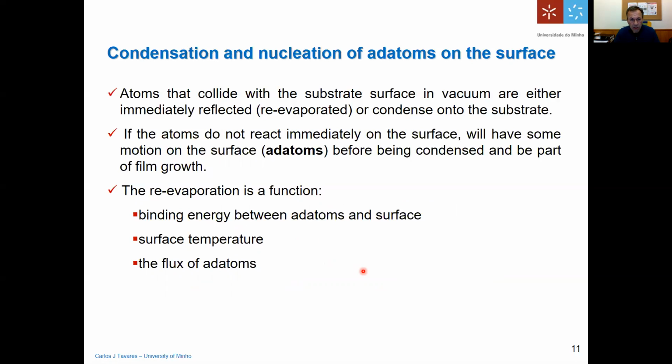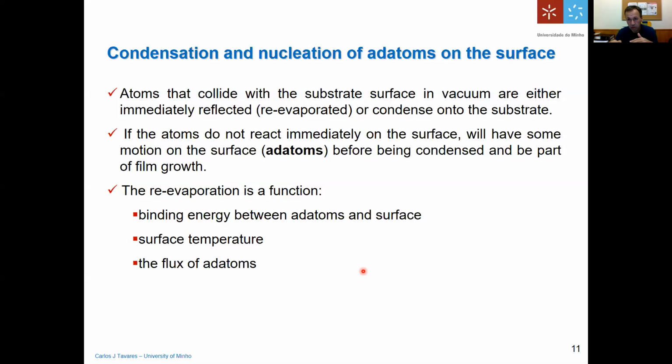So let's look at what happens when you have a flux of atoms that goes from a source, either from a sputtering target or a crucible or a thermal evaporation boat or a chemical CVD reactor where you have a pulsing of molecules which reach a surface. So in all types of processes, you always have a flux of atoms or molecules that reach the surface. When these atoms or molecules collide with the substrate surface in vacuum, they are either immediately reflected or re-evaporated, or they can condense onto the substrate.